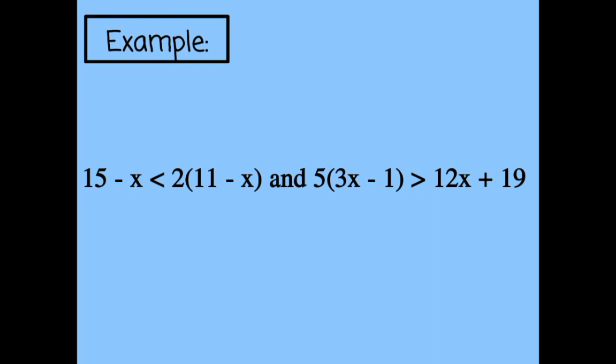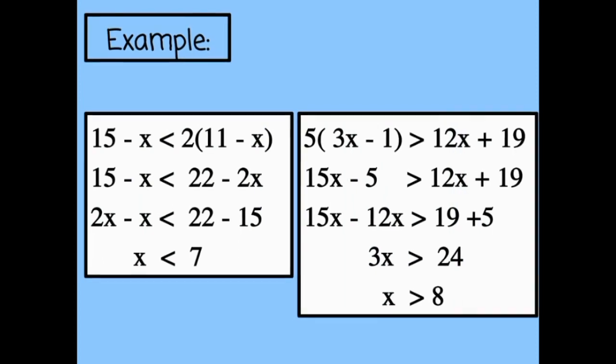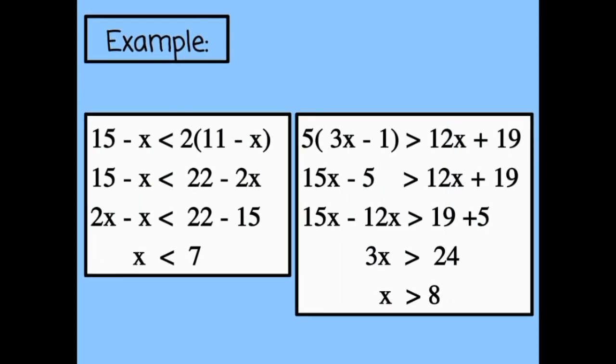Next, 15 minus x less than 2 times 11 minus x and 5 times 3x minus 1 greater than 12x plus 19. So, 15 minus x less than 2 times 11 minus x, 15 minus x less than 22 minus 2x, x less than 7. 5 times 3x minus 1 greater than 12x plus 19, 15x minus 5 greater than 12x plus 19, 3x greater than 24, x greater than 8. So x less than 7, x greater than 8.